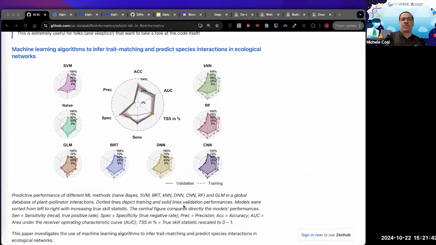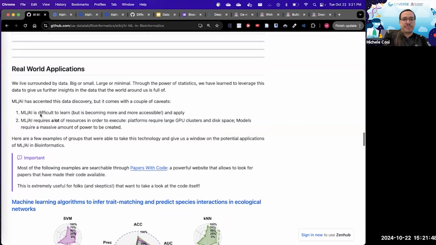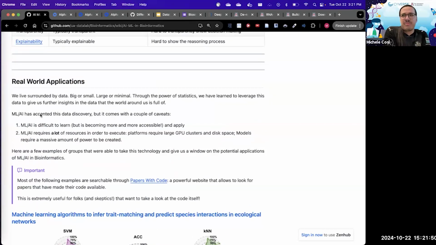So thank you, Carlos, for the introduction to machine learning. It is extremely useful to understand that nowadays we have access to this technology, and because we do have access to it, we need to also understand what it is and how it works. So what I'm going to do now is give a few real-world examples of how this technology is being applied to bioinformatics.